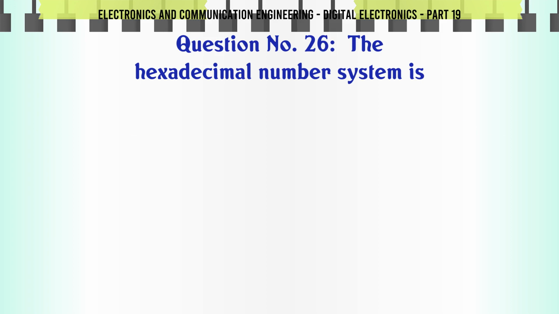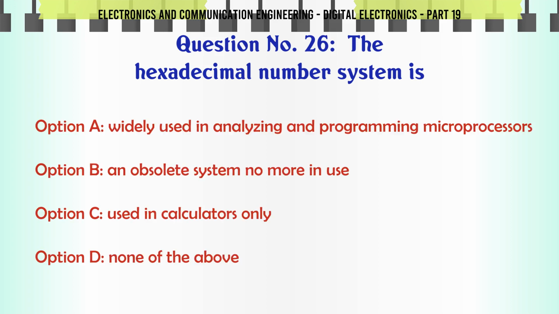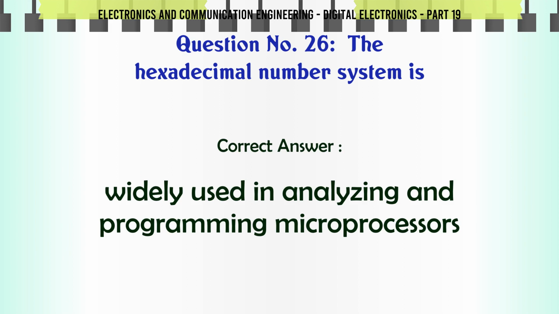The hexadecimal number system is: A. widely used in analyzing and programming microprocessors, B. an obsolete system no more in use, C. used in calculators only, D. none of the above. The correct answer is widely used in analyzing and programming microprocessors.